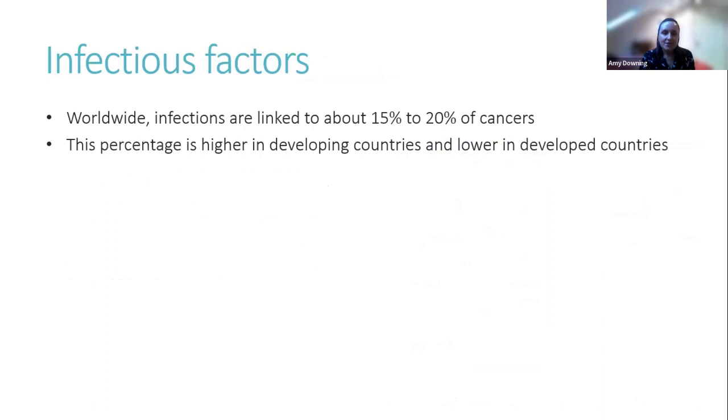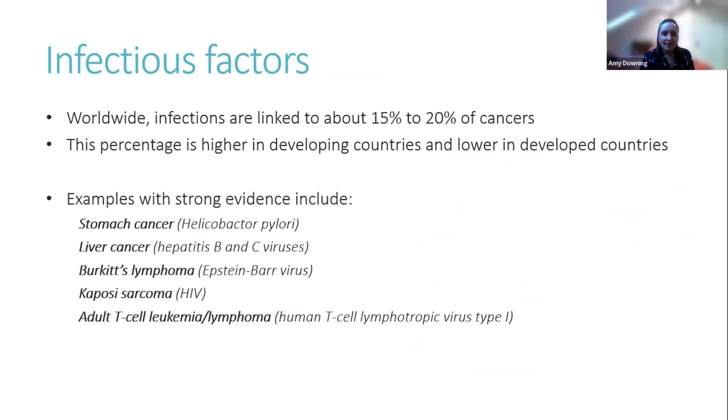I'm going to move on to look at some infectious factors now. It's estimated that worldwide infections are linked to 15 to 20% of cancers. And this percentage is higher in developing countries and lower in developed countries. Some examples with strong evidence include Helicobacter pylori causing stomach cancer, hepatitis B and C causing liver cancer, Epstein-Barr virus and Burkitt's lymphoma, HIV and sarcoma, and so on.